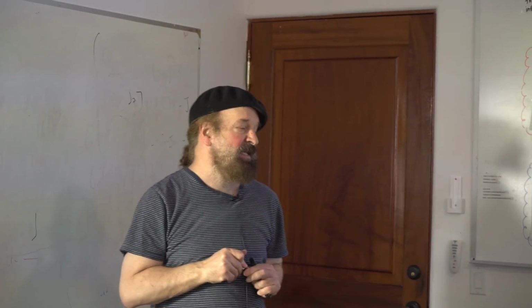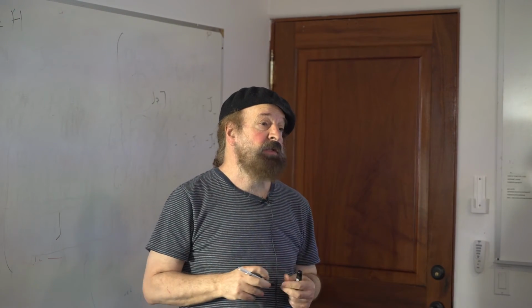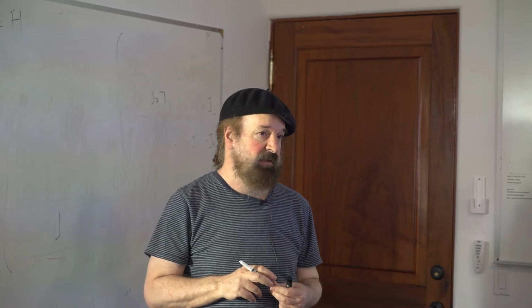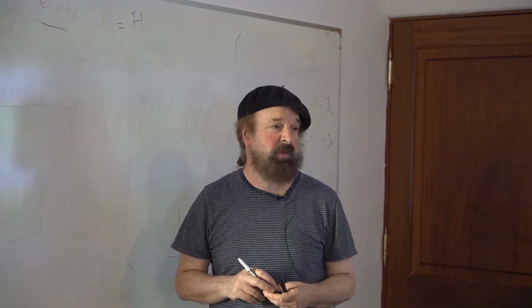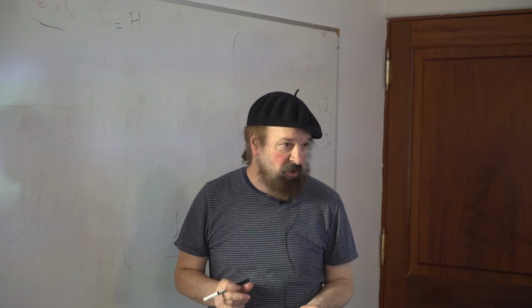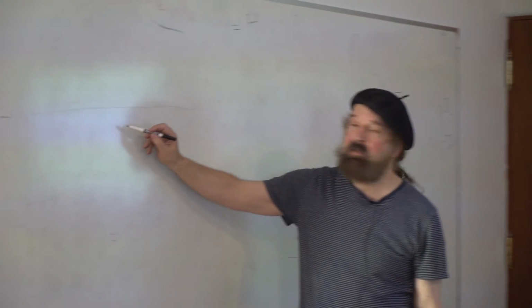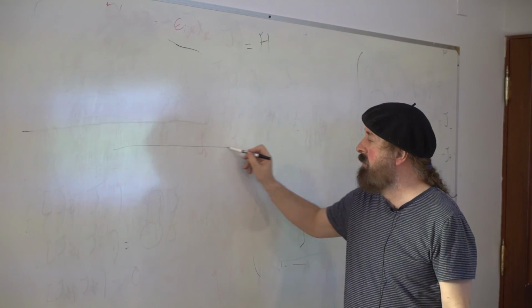So SU3 has rank 2, so I'm going to have 2 Cartan generators. My space to represent my basis vectors, my root vectors, will be 2-dimensional, right? So I'm going to have a 2-dimensional space.